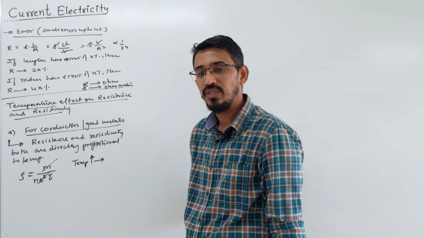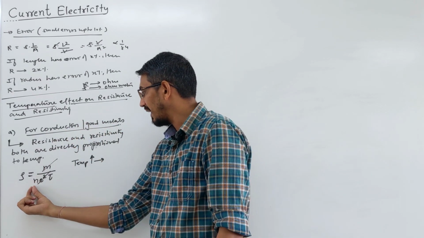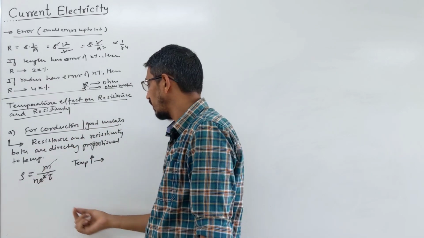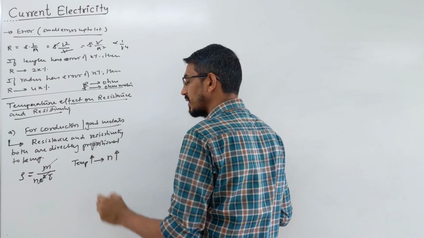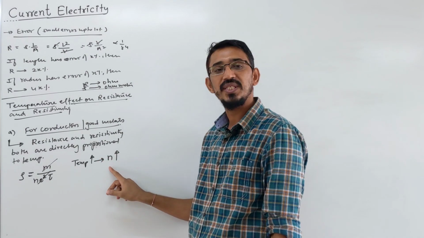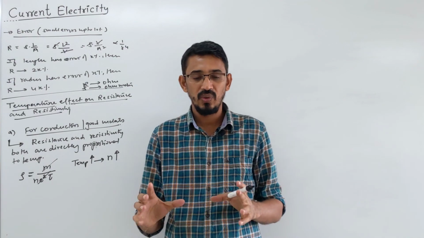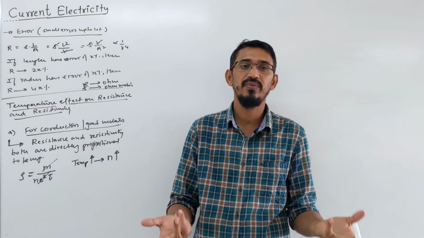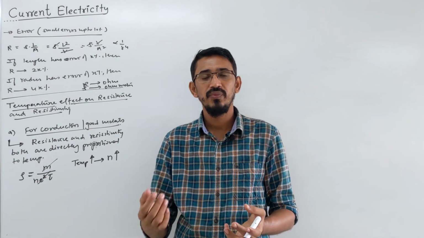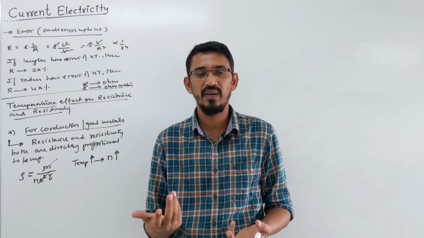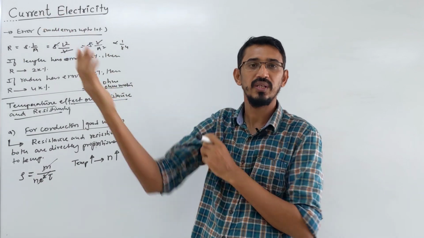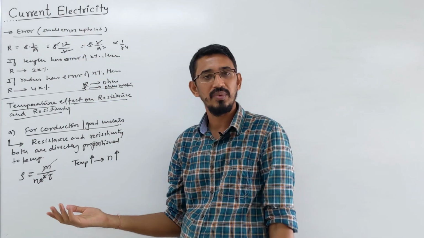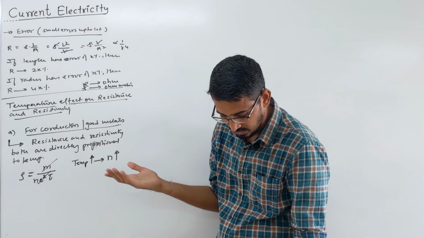Charge cannot change. Two things will change. What? N and what? Tau. What will happen? Your N, the number of free electrons, will increase, but this effect will not be significant because all the electrons in conductors are free only. So when heating them, we get a few extra free electrons, but that doesn't affect the number much because we already have around 10^28 free electrons per meter cube. Huge numbers of electrons are already there.